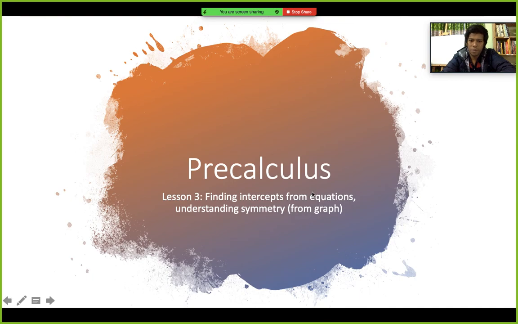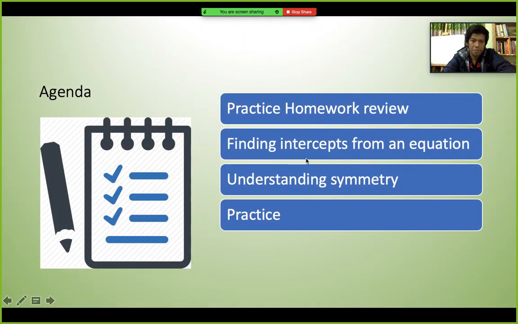Everyone, welcome to our pre-calculus lesson 3. This is about finding intercepts from equations and understanding symmetry from graphs. So let's look at our agenda.